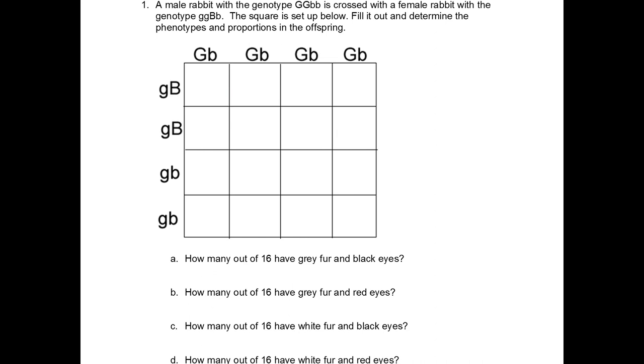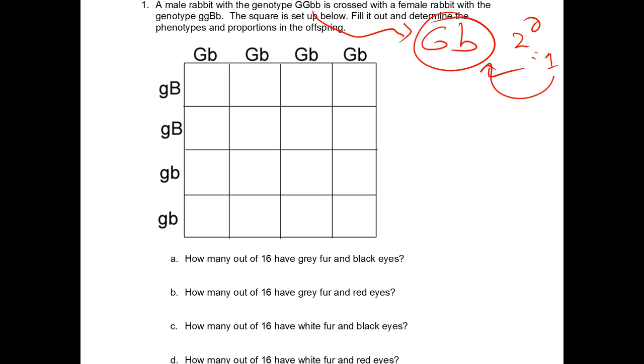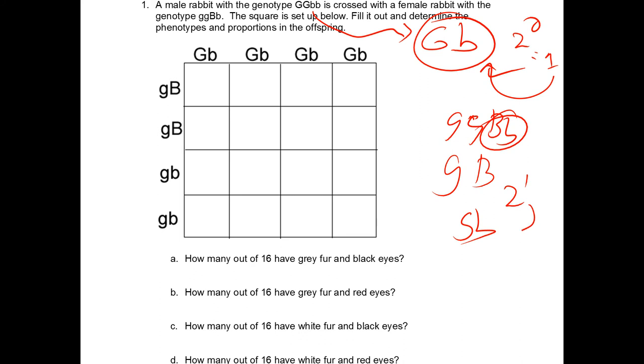Here we set up our gametes on the outside. Big G, big B is the only gamete that could be produced by this individual. Again, there are no heterozygotes, so 2 to the 0 gives you 1. That's right. And then we have little g, little g, big B, little b. The only possible gametes produced are little g, big B and little g, little b. One heterozygous, 2 to the 1 power, gives you 2. So you have 2 possible outcomes. That's right.